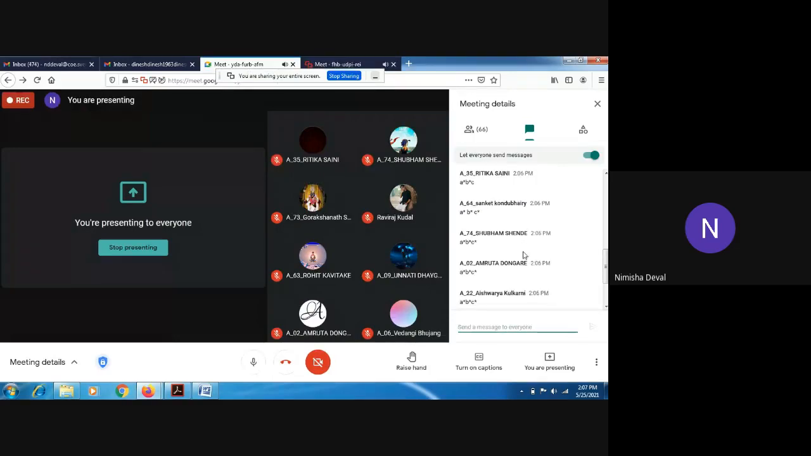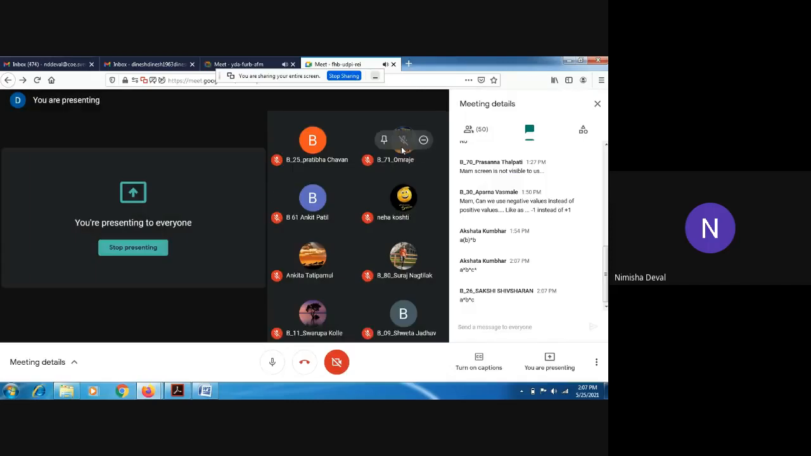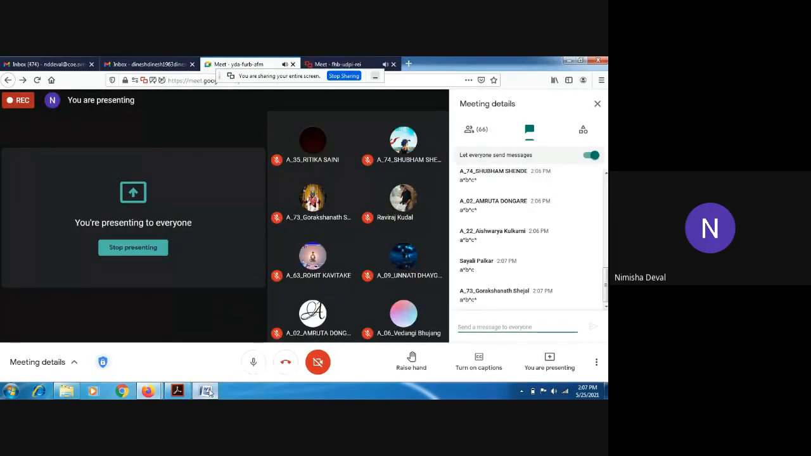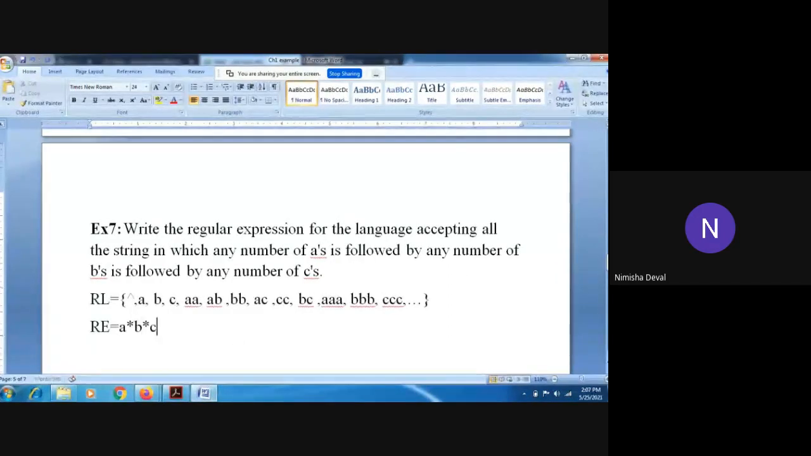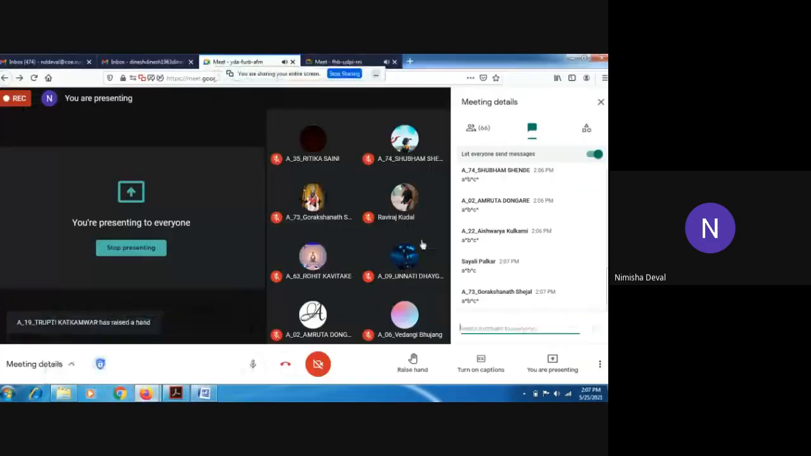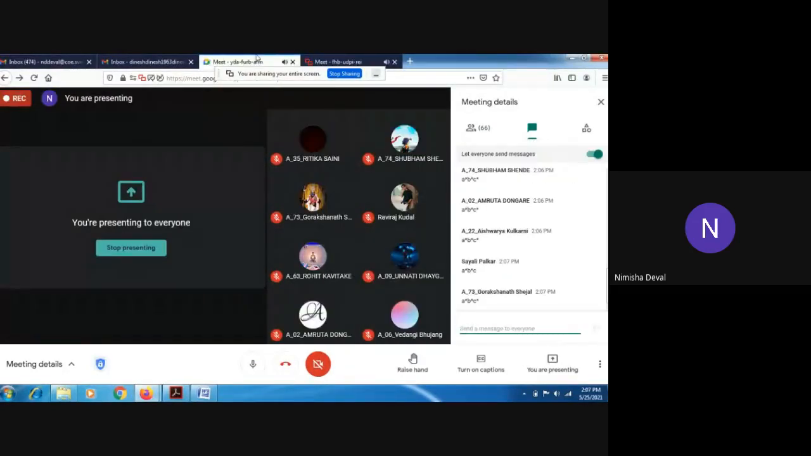Whatever you are solving. Okay. Yes, all of you have given a correct answer. Its regular expression is nothing but a star, b star, c star. It means all of you understood it. Whenever you are able to design its regular expressions, it means you have understood the structure, all those rules, how to concatenate with each other.